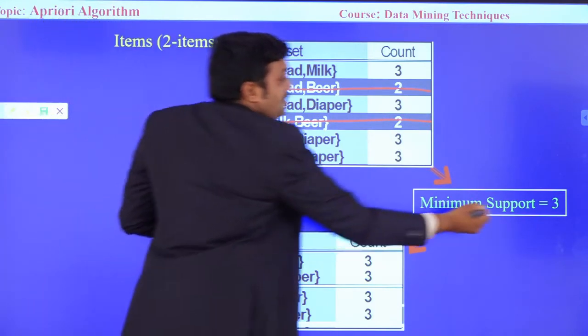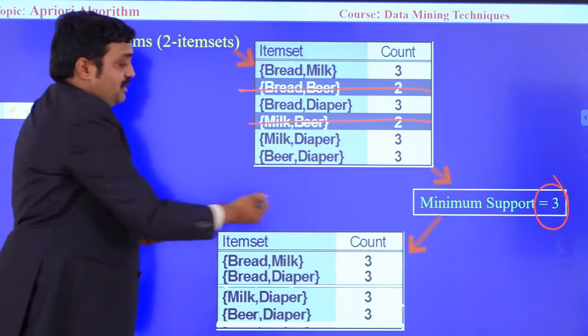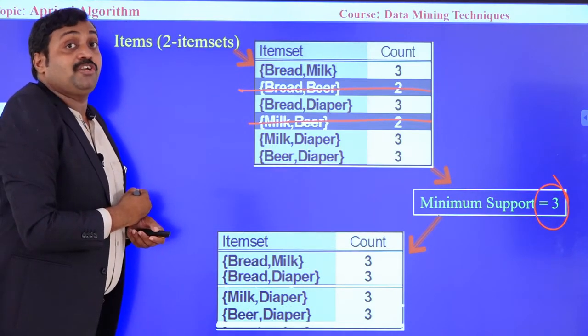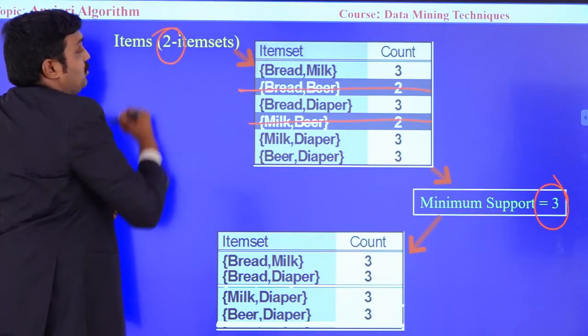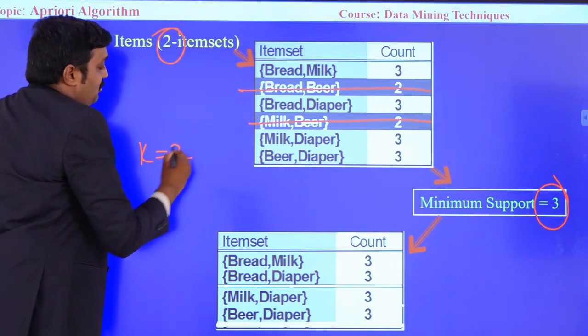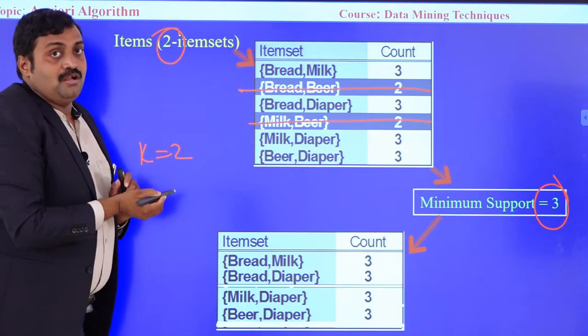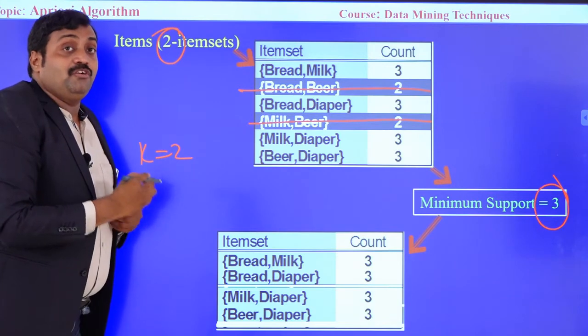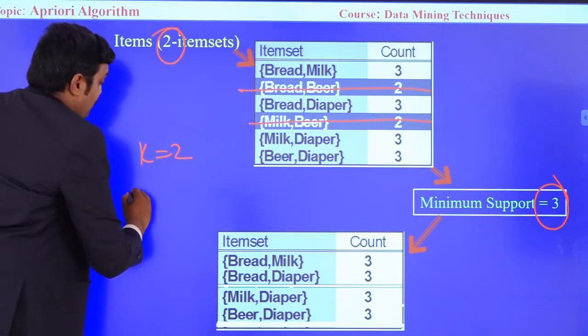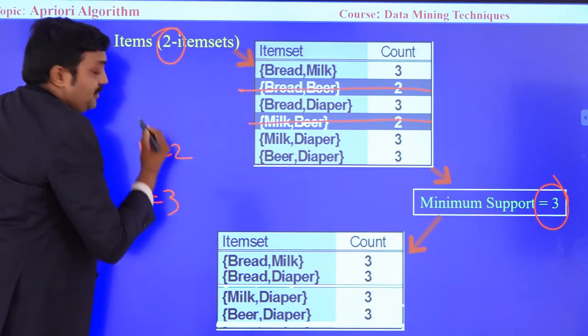So we need a support count of 3. We got the final item set with the combination of k equal to 2, that means combinations of 2 items. Now what we are going to do is k equal to 3. Next step is we are going to do k equal to 3.